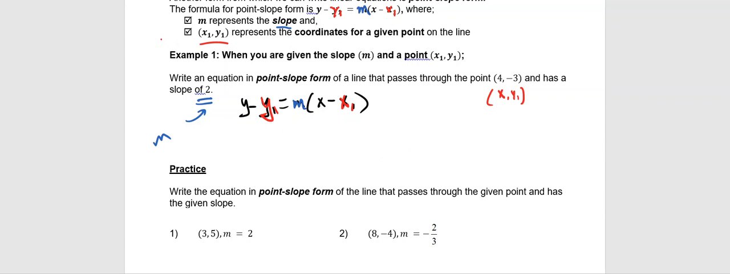And it's going to be a simple matter of substituting in. So we're going to say y minus, now our y1 value is -3, so we're going to say minus -3, is equal to, and our slope is right here, 2, parentheses, x minus, and our x1 value, our x coordinate from our given ordered pair, is 4. Okay, so I'll outline that. So here's our slope, our 2. Here's our x1 value right there. Here's our y1 value right here from our given ordered pair.